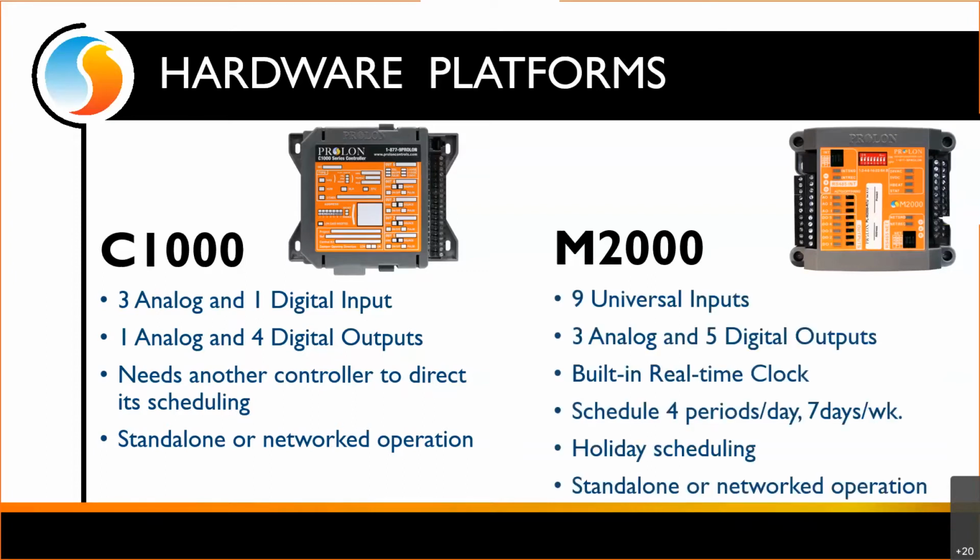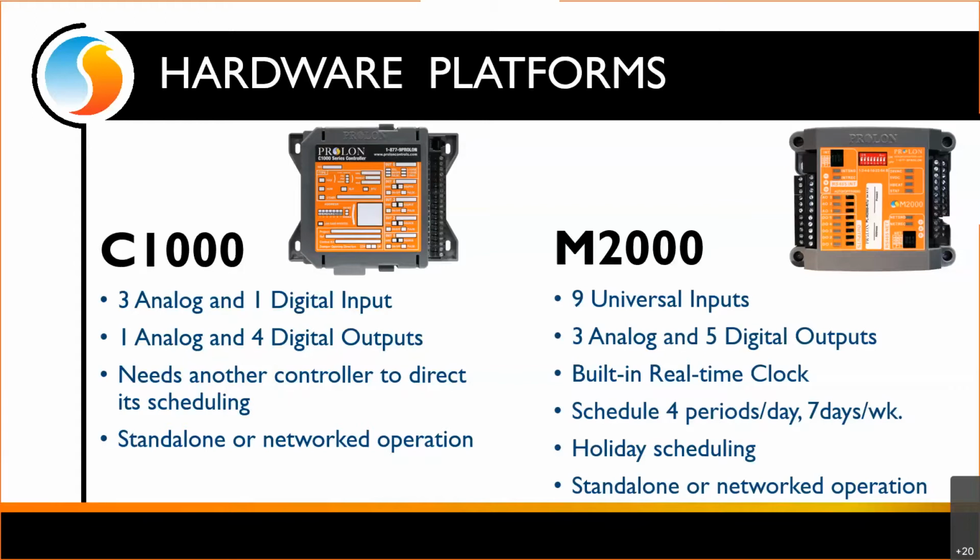And then we have the M2000 controller. So this is what we would call the full version, if you will. This controller has more inputs and more outputs. So this one has 9 inputs, 8 outputs. 5 of those outputs are digital and 3 of them are analog.